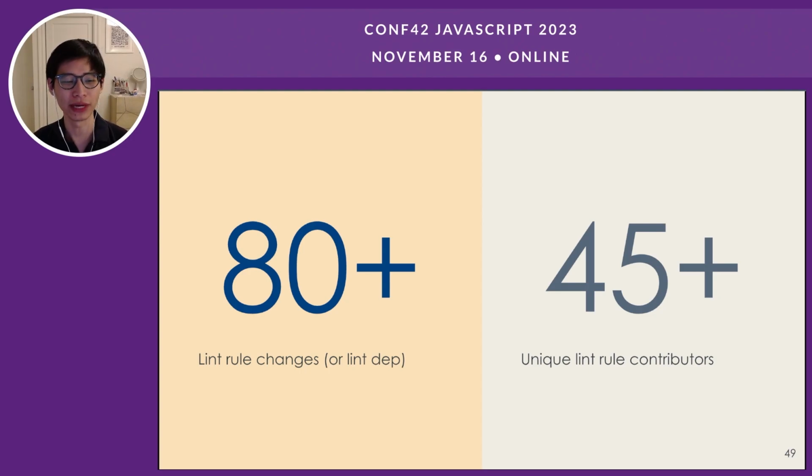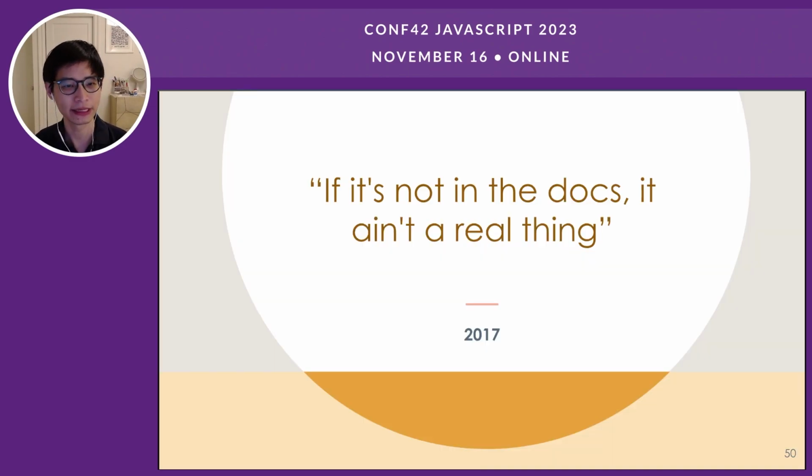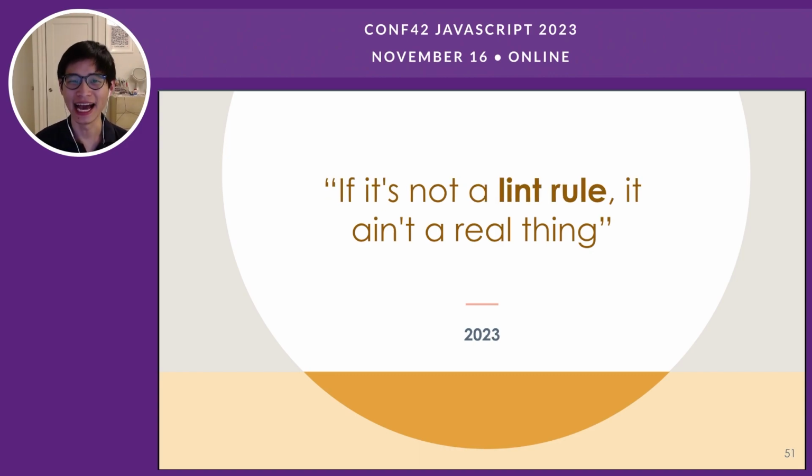This was also coupled with continued changes in the linting ecosystem. We've had over 80 rule changes or dependency changes in the past year, I believe, and over 45 unique contributors as well. So the linting process has still kept going, even though we're trying to get the number of failures down to 0. If you remember back our quote from 2017, if it's not in the docs, it's not a real thing. I think our new quote nowadays is that if it's not a lint rule, then it's not a real thing.